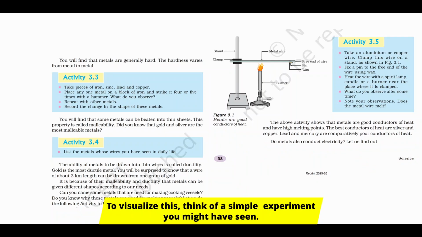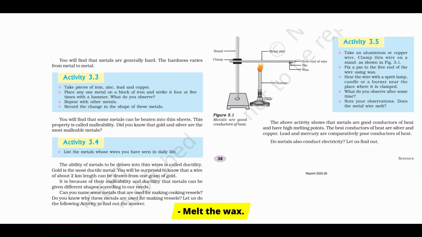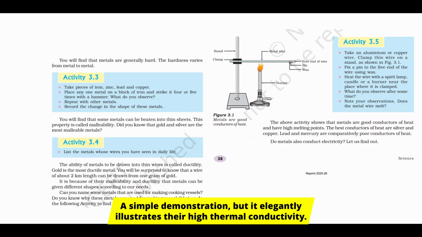To visualize this, think of a simple experiment you might have seen. You clamp an aluminium or copper wire to a stand, right? Then you attach a small pin to its free end with a bit of wax. As you heat the wire near the clamped end, the heat swiftly travels along the metal. Melts the wax. Exactly. Melts the wax and the pin drops. A simple demonstration, but it elegantly illustrates their high thermal conductivity.